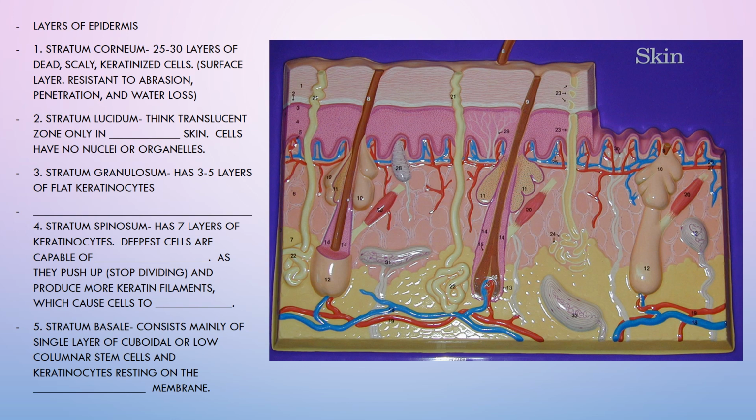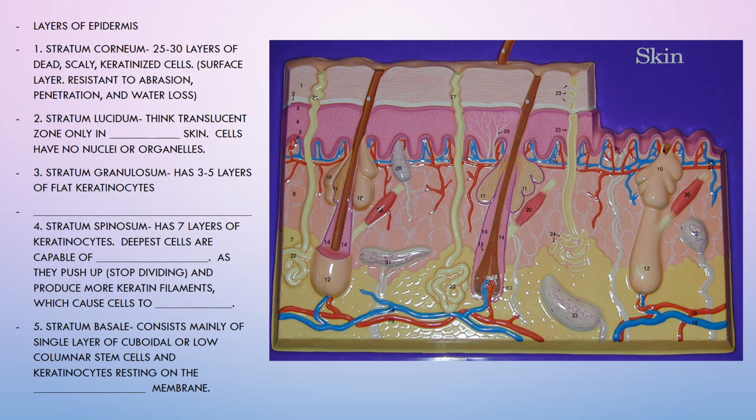Layer number 2 is stratum lucidum. This is going to be one that is only found in thick skin, so the palms of your hands, the soles of your feet. So it's a translucent layer here. It has no nuclei and no organelles. And this makes sense because we have pushed up past that water barrier and we are no longer receiving nutrients at this level. So there's no reason that any of these cells should have a nucleus or organelles because they've already started dying off and they're going to end up losing that.